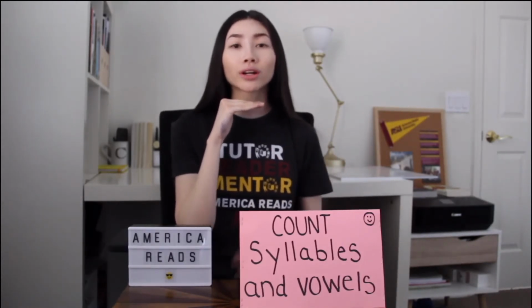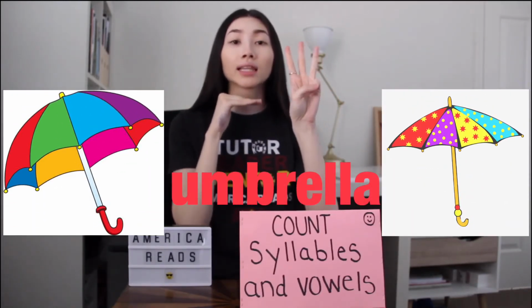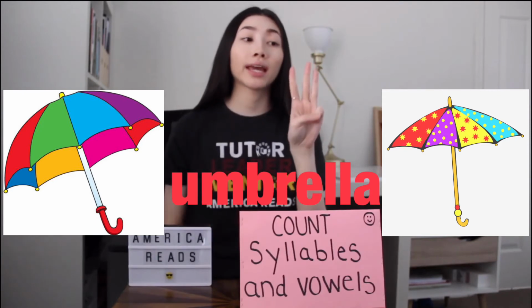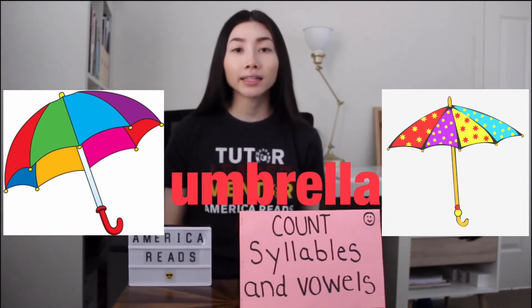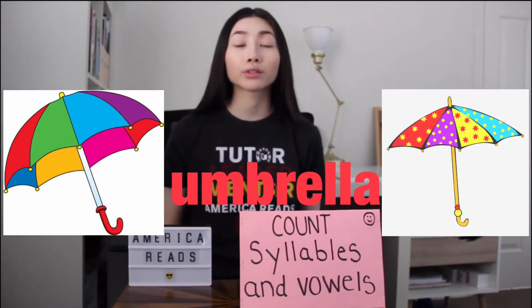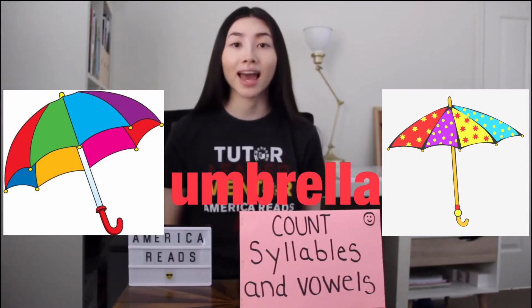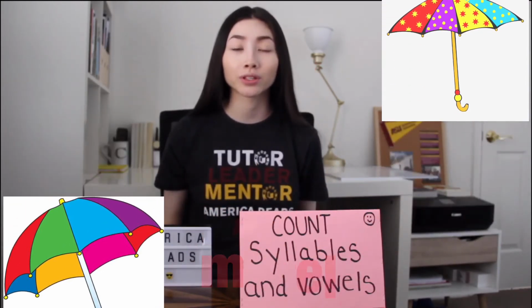So let's use the word umbrella, umbrella, umbrella. My chin touched my hand 3 times. And we know that's correct because in the word umbrella, it has the vowels U, E, and A. It has 3 different vowel sounds, and so that means it has 3 different syllables.